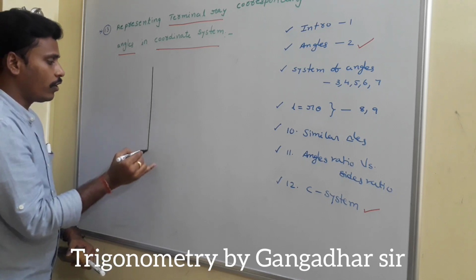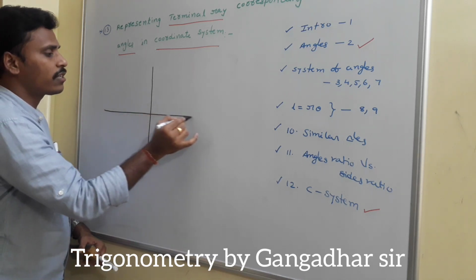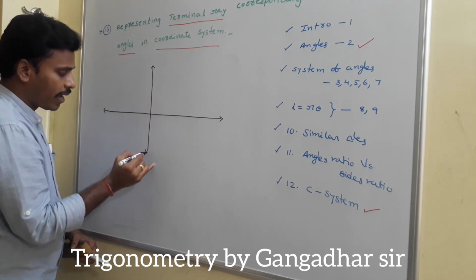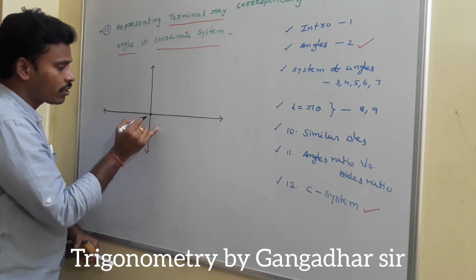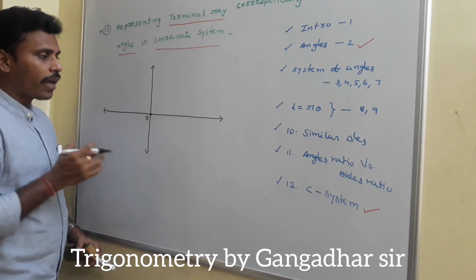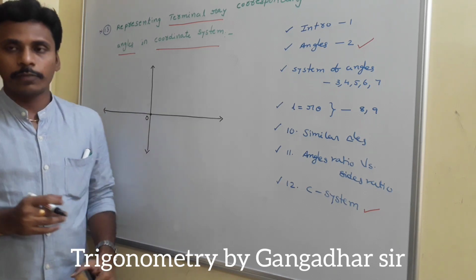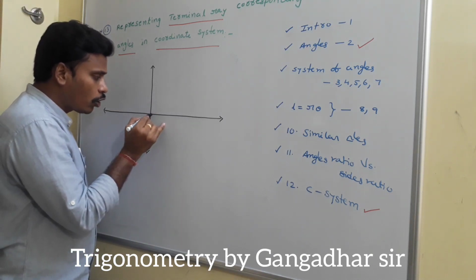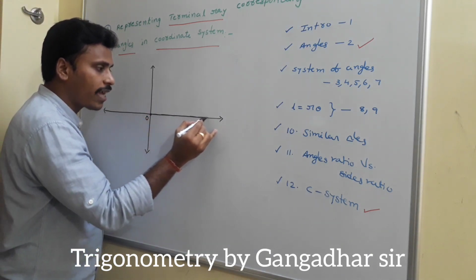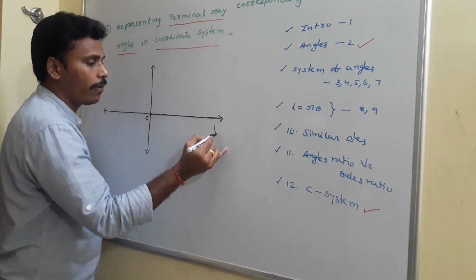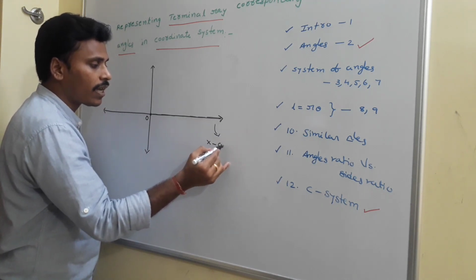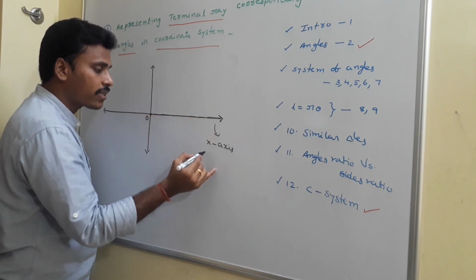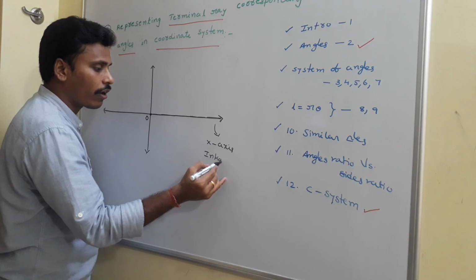As we know, this is the coordinate system, this horizontal line is the x-axis, this vertical line is the y-axis, and this is the origin, right? Now I need to represent the terminal rays corresponding to the given angle. For all the representations, you need to consider this positive x-axis as the initial ray. You need to consider the x-axis, that too, this direction of x-axis, the positive x-axis, as the initial ray.